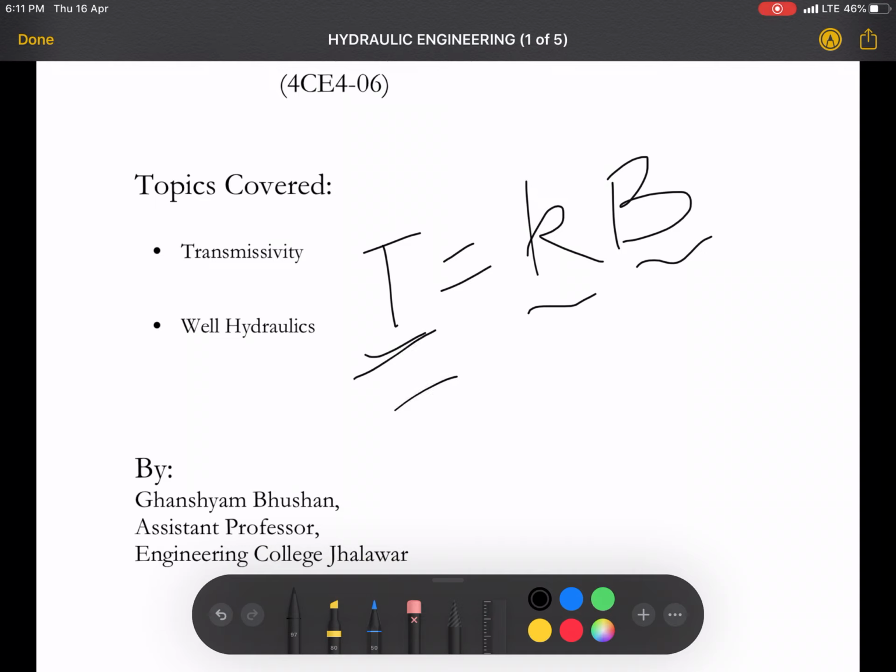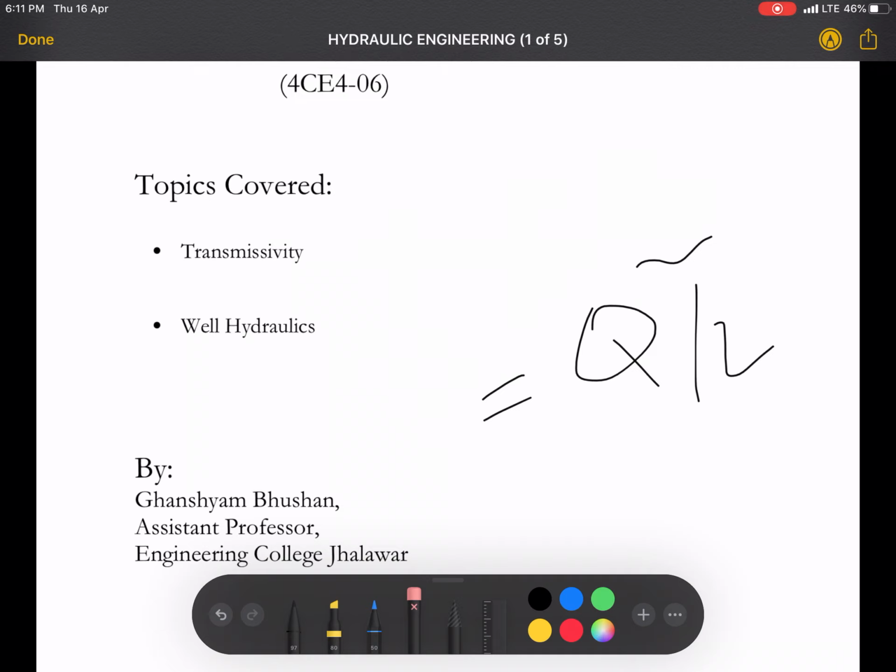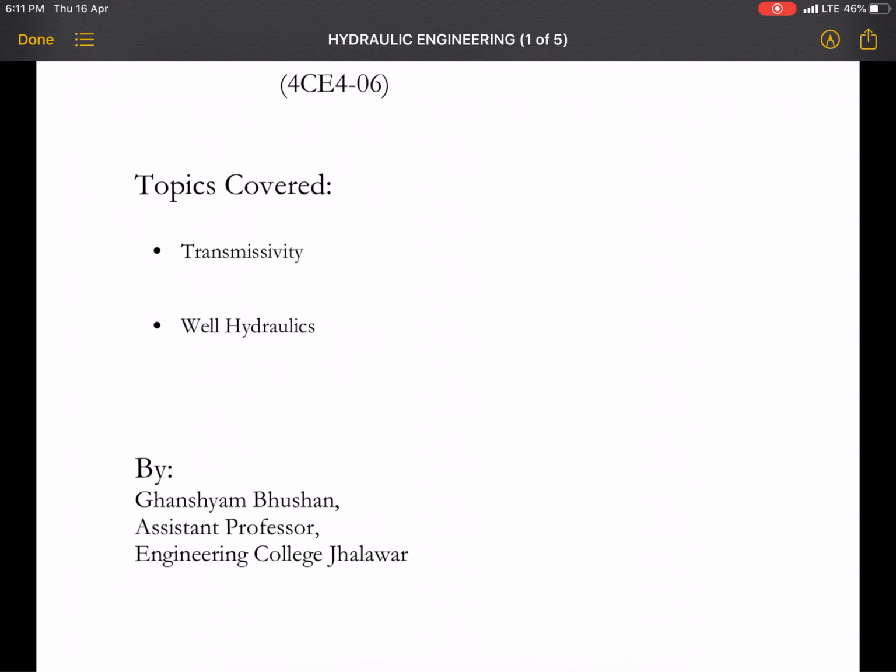This is also known as Q per unit length. Discharge per unit length is also termed as transmissivity. So let us see what this means. The discharge, K into B, is termed as transmissibility. Transmissivity and transmissibility are one and the same thing.